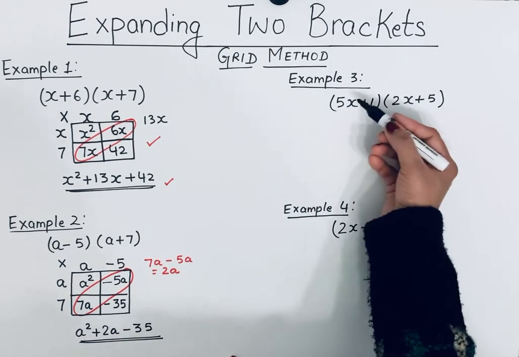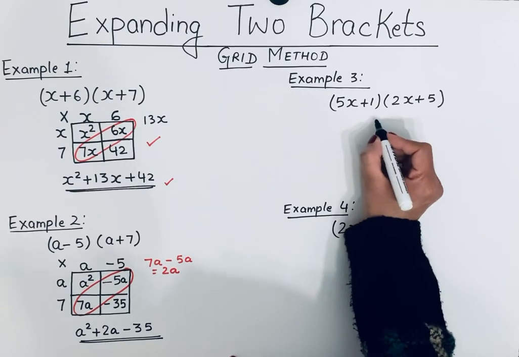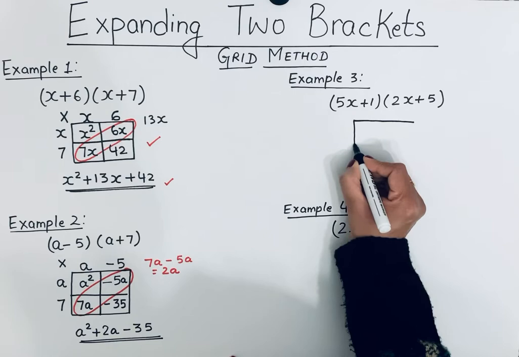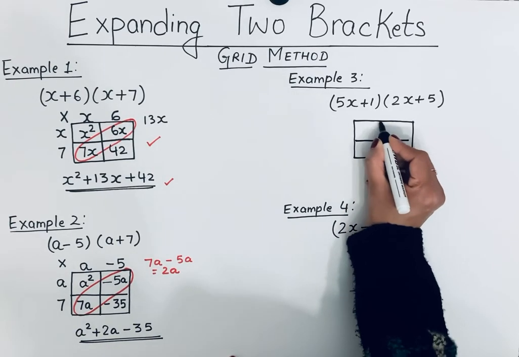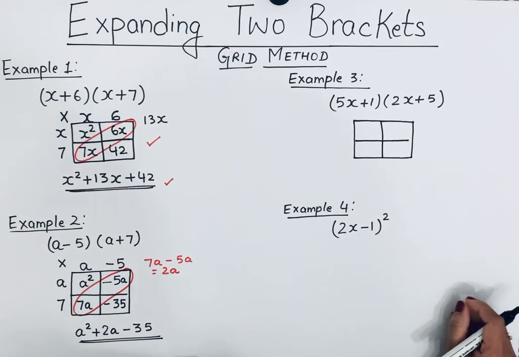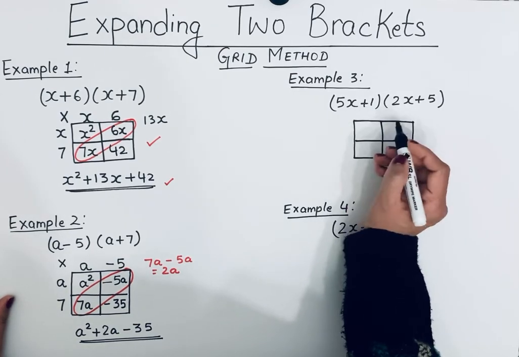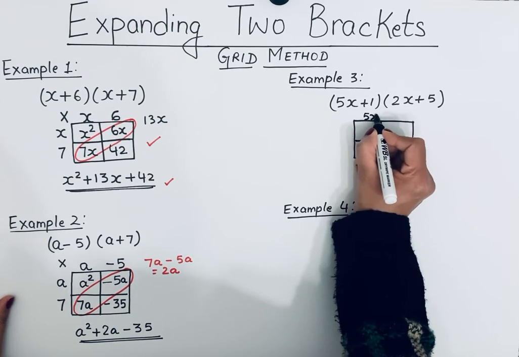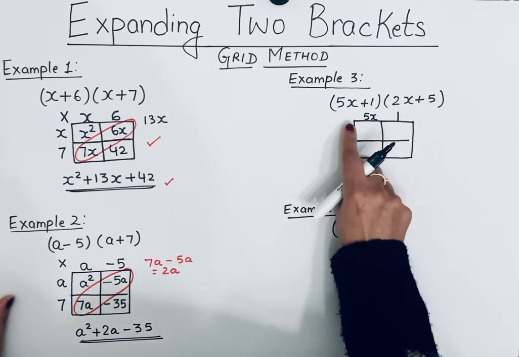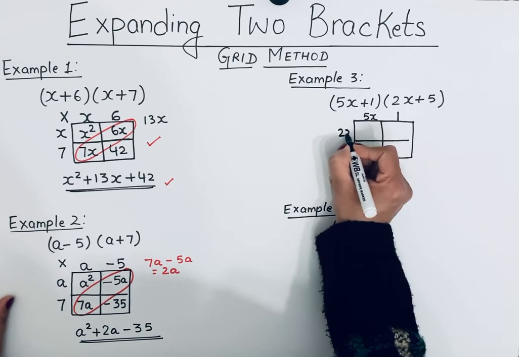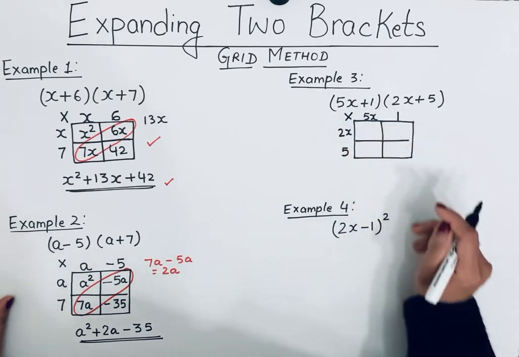I've got some terms here which have a coefficient at the front. Let's see how to do that. First thing, let's draw the box. And let's put the brackets at the top of the box. So 5x add 1. So this one will be 5x, and then 1, write a 1 there. And then 2x plus 5, that goes on the side. So 2x and 5. This is a times sign, so let's write times over there.